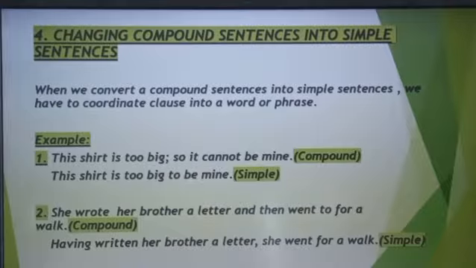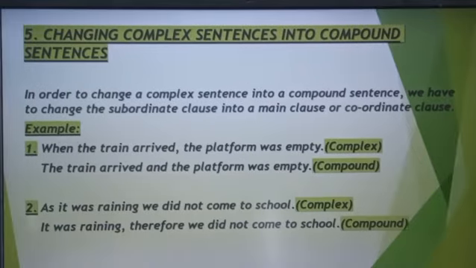Fourth type is changing a compound sentence into a simple sentence. When we convert a compound sentence into a simple sentence, we have to change a coordinate clause into a word or a phrase. Example: the shirt is too big, so it cannot be mine. This is a compound sentence. This shirt is too big to be mine. This is a simple sentence. Second example: she wrote her brother a letter, then went for a walk. This is a compound sentence. Having written her brother a letter, she went for a walk. This is a simple sentence.